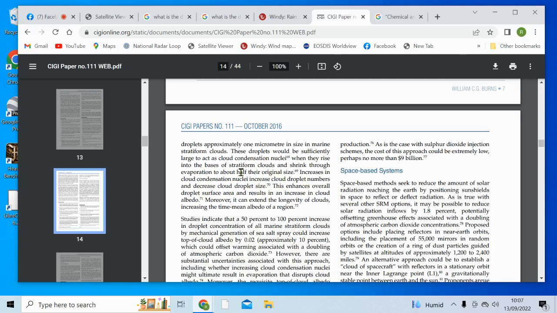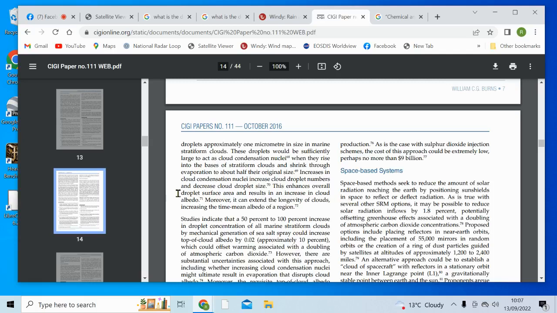Something here says, when the rise bases of stratiform clouds shrink through the evaporation of about half their original size, increases in the cloud condensation nuclei increase the cloud droplet numbers. In other words, they can keep from falling. It can stop rain. How to decrease it? This enhances overall droplet surface area. So they're too small to fall, but they block the sunlight.